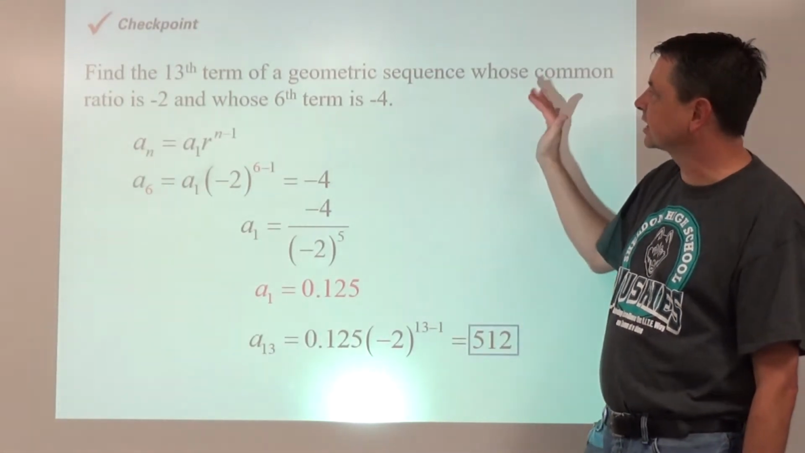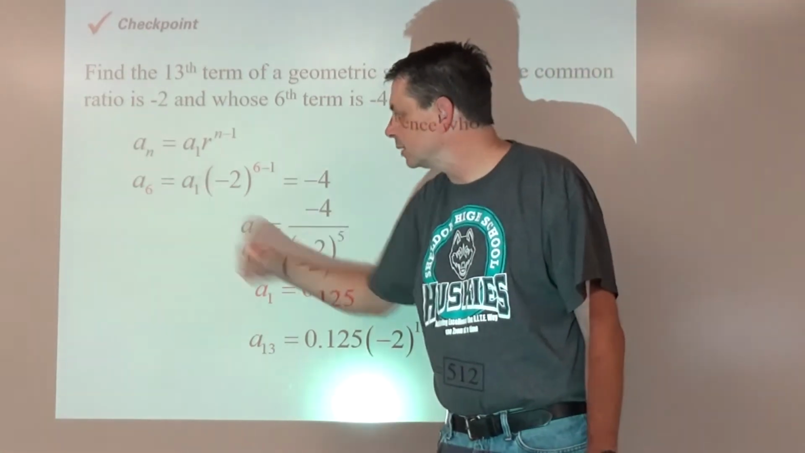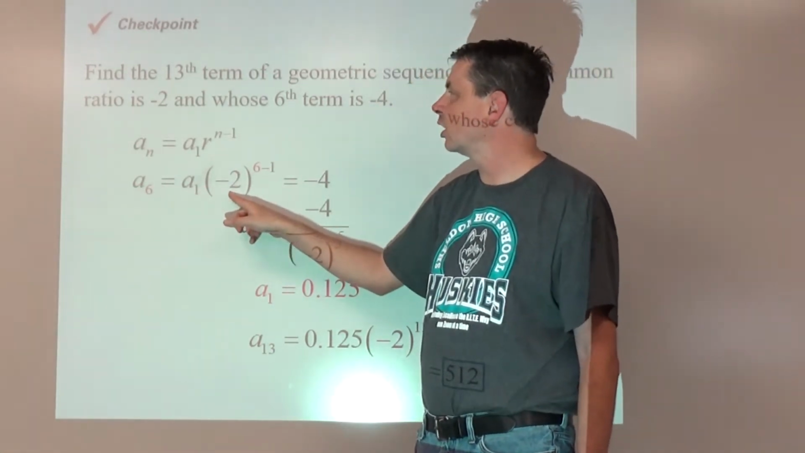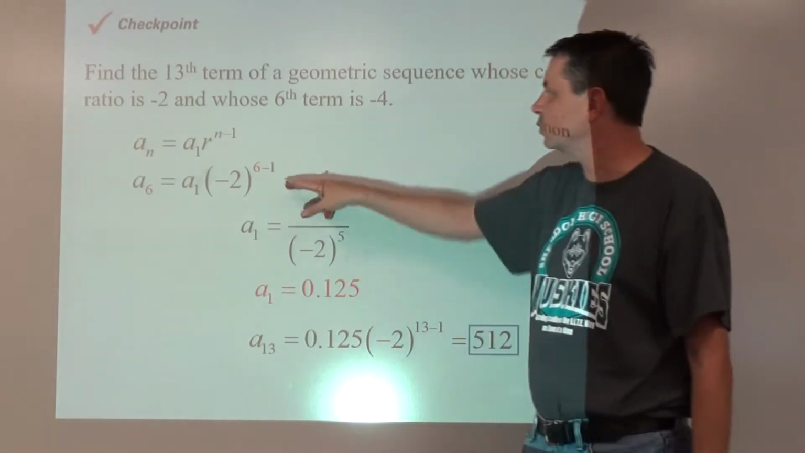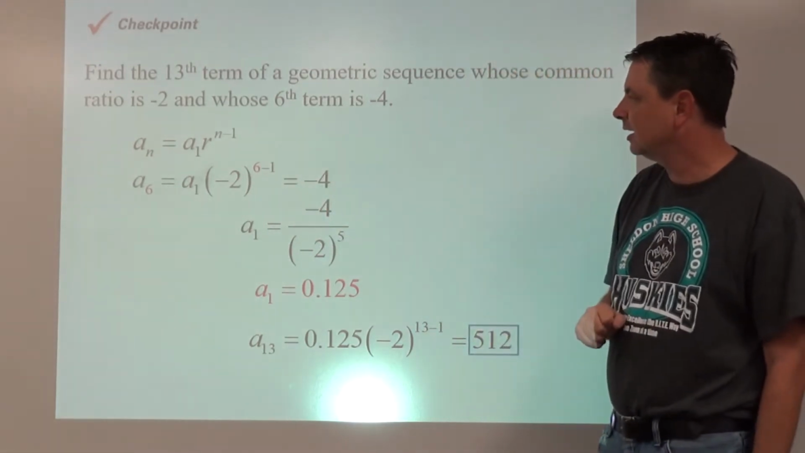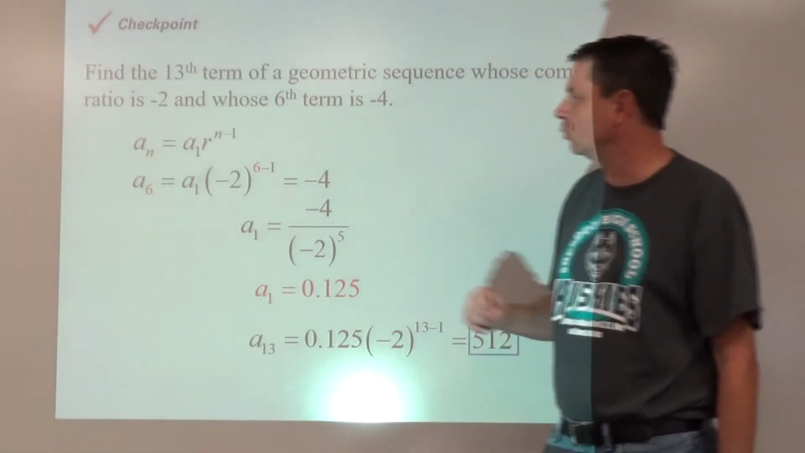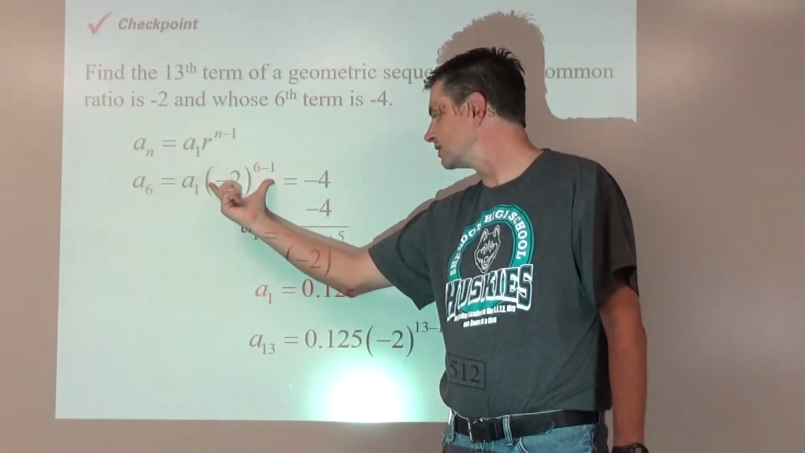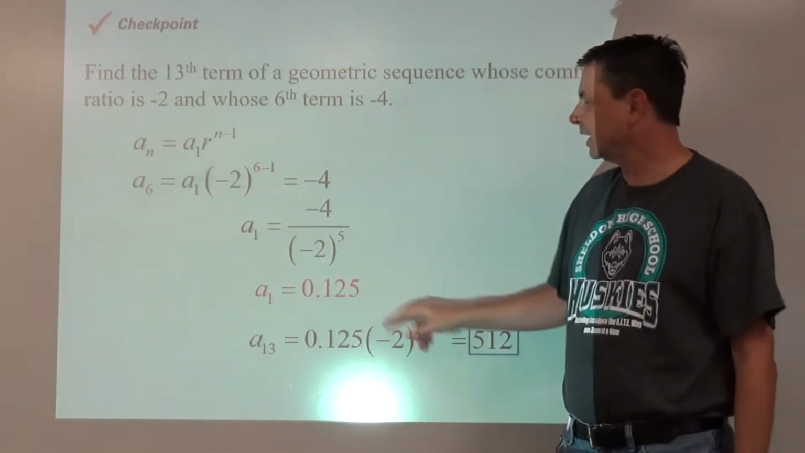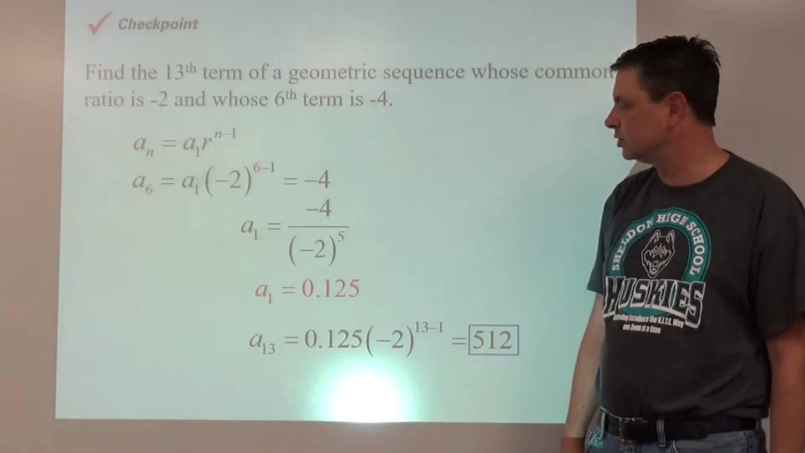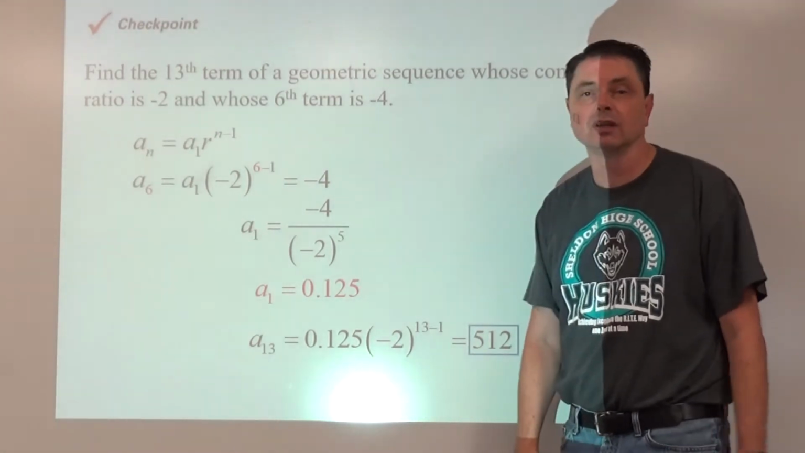All right, we've got our 6th term. So a sub 6 is equal to a sub 1 times our common ratio to the 6 minus 1, and we know that is negative 4. That's going to allow us to solve for a sub 1 because we're just going to divide by this number. And we get the decimal 0.125, equivalent to 1/8 if you love fractions.